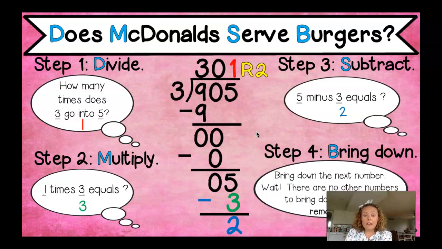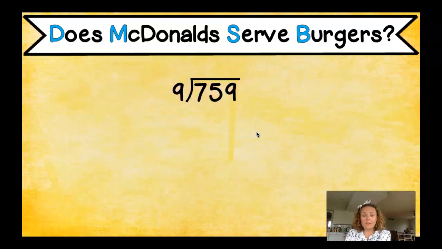If we multiplied 301 times 3, it's going to be 903, plus a remainder of 2 would be 905, so we know we're correct. Pause the video, give it a shot, come on back.